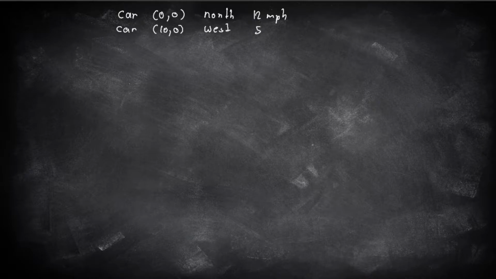So one of the most common questions with related rates is with cars. Let's say we have a car that's at the position (0, 0), and it's moving north at 12 miles per hour. And let's say we have another car that's at (10, 0), and it's moving west at 5 miles per hour. So the question is, what is the rate at which the distance is changing at time 1 hour?